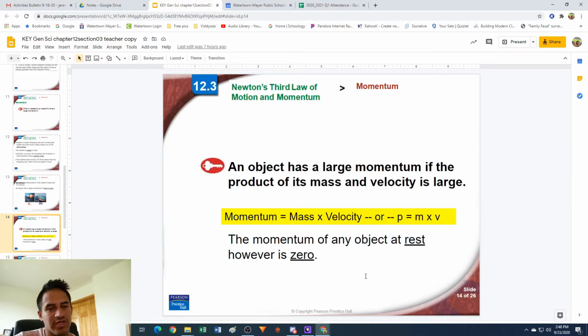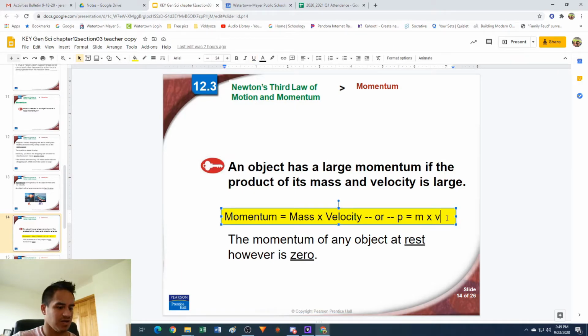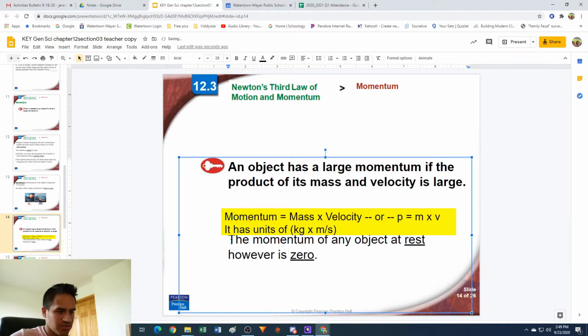If we are going to calculate it, basically momentum is equal to mass times velocity. And we'll oftentimes abbreviate momentum with a P, not an M. And the reason we don't use M is because M stands for mass. So we have to use a different letter, okay? But momentum is mass times velocity. And it has the units of kilograms times meters per second. So the units of momentum are kilograms, which is the unit of mass, times meters per second, which is the unit of velocity. Okay? Those are your units for momentum.